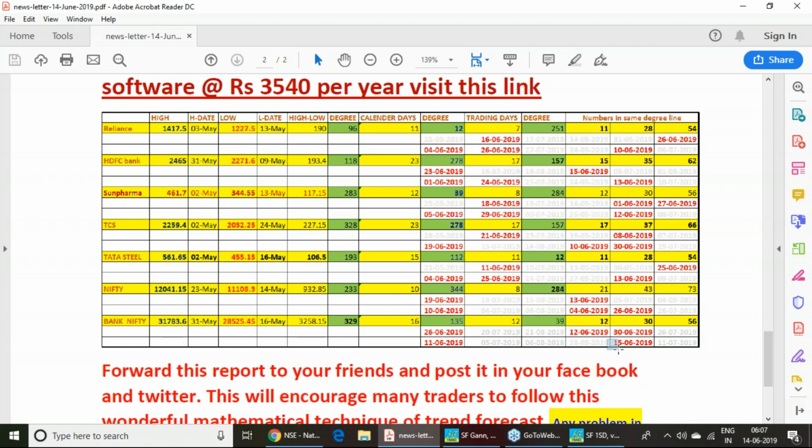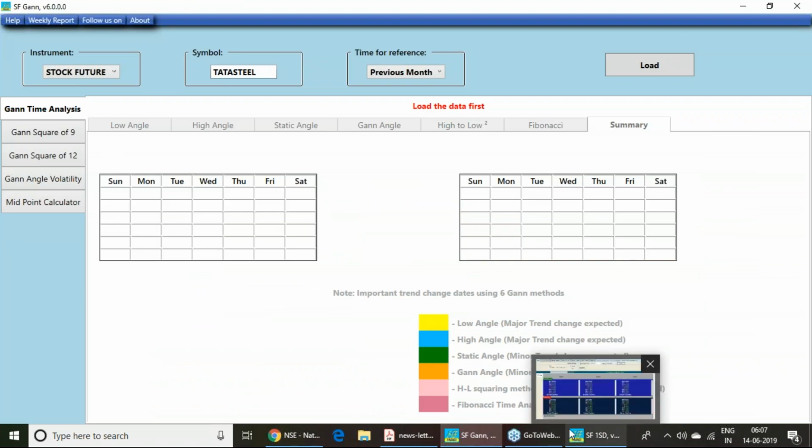So 15th also you had a trend reversal day, which is a holiday. So 14th today Bank Nifty has corrected negative. So that itself has worked for you. So this is how the trend reversal date can be put into action. So we have fantastic software for that.